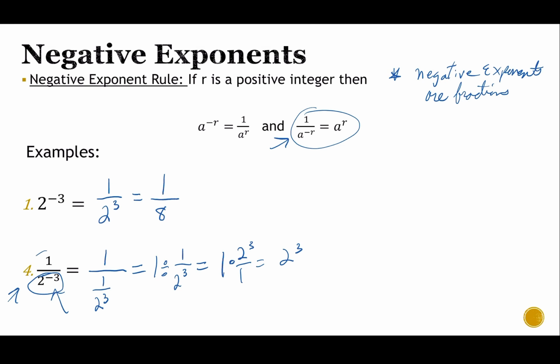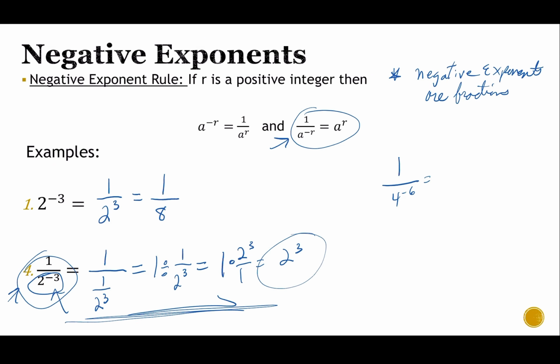Basically, I just wanted to show you why this works, but from now on, you don't have to show me all this stuff, right? If I got 1 over 4 to the negative 6, you can just tell me that's 4 to the 6th. If I have 1 over 5 to the negative cubed, that is 5 cubed. But remember, if it's a negative exponent in the denominator, it comes to the top. But if I just have 5 to the negative 3, that'd be 1 over 5 cubed, right?